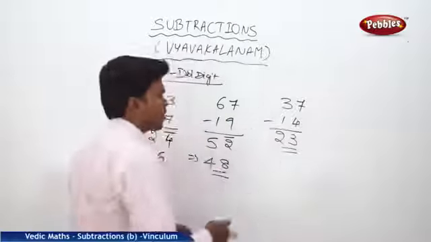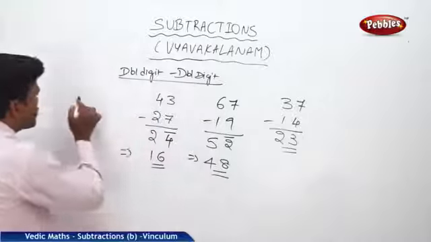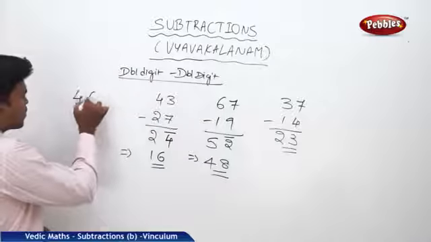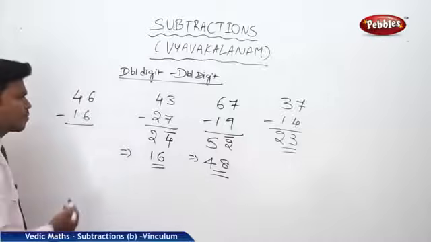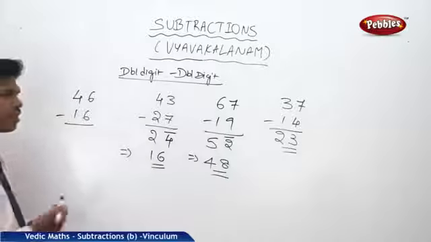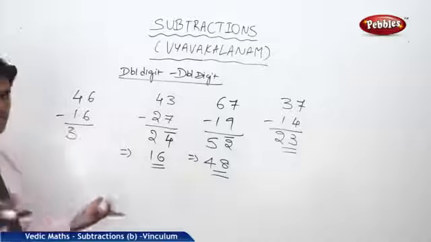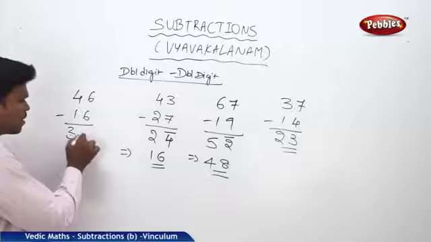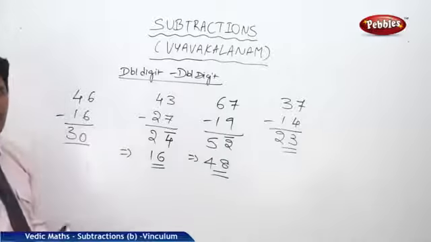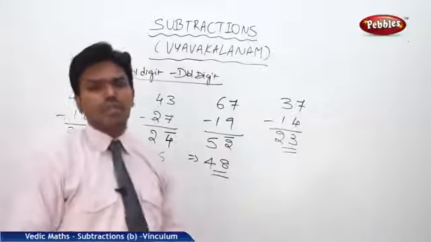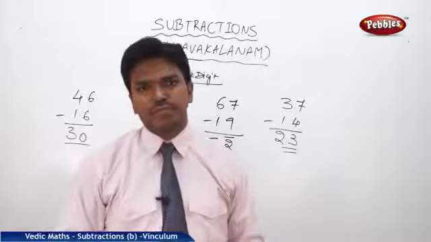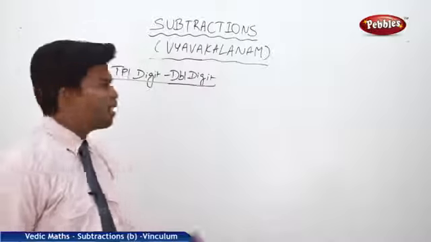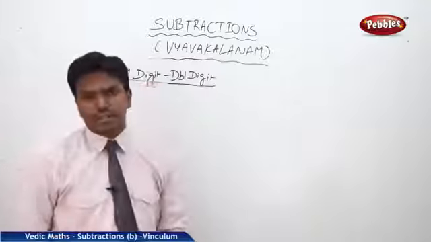And lastly, one more example I will tell you for this one. Suppose we take 46 minus 16. So what is 4 minus 1? 3. It will be 3 only. 6 minus 6? Yes, it is practically possible. So simply directly put a 0. That will be your answer. Right. Like this we can do the double digit minus double digit. So now we will see triple digit minus double digit.